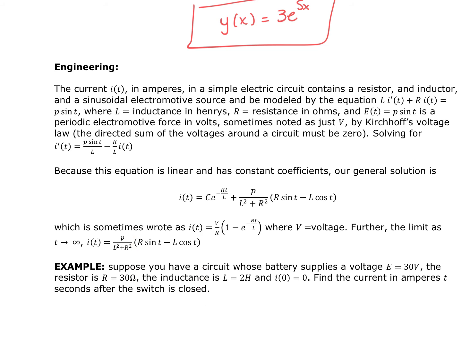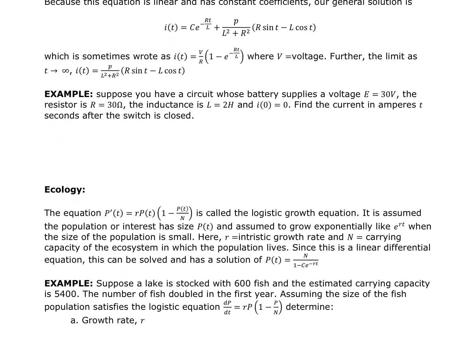Let's look at the example, though, because there are some places in which this makes a lot of sense. Suppose we have a circuit whose battery supplies a voltage of 30 volts, and the resistor is 30 ohms, and the inductance is 2 H, and I of 0 is equal to 0. Find the current in amperes t seconds after the switch is closed.